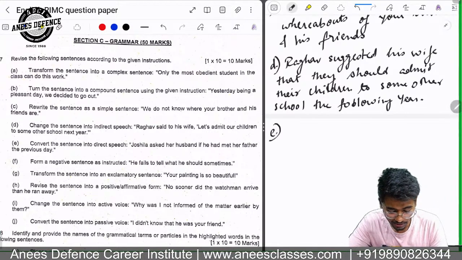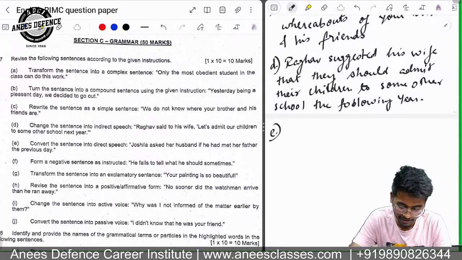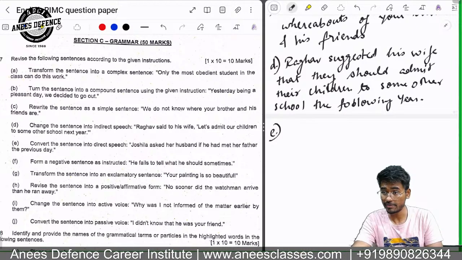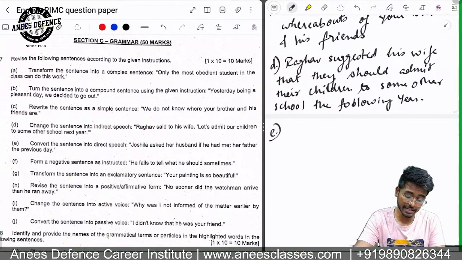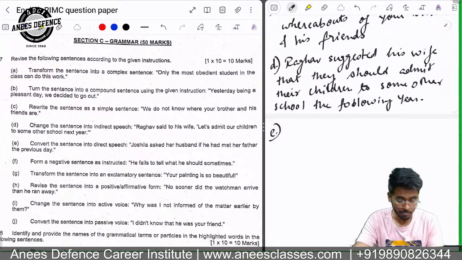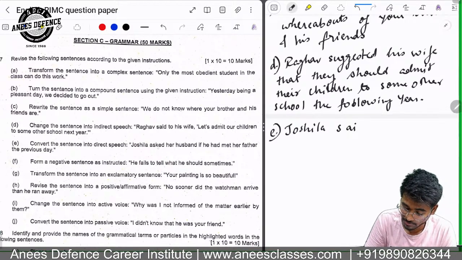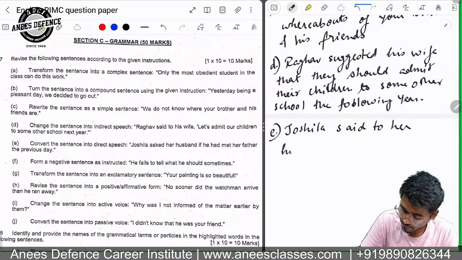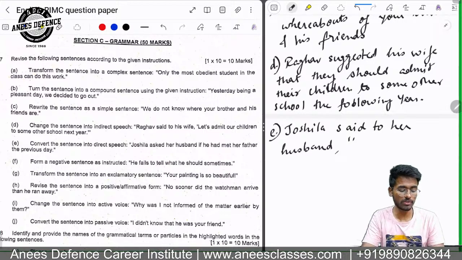Convert the sentence into direct speech. Joshila asked her husband if he had met her father the previous day. Now see, this is an indirect statement which has been given. Now we need to convert it into direct speech. As I have told you, direct speech is always in inverted commas. So Joshila said, or rather asked her husband, comma, and then I will put inverted commas.